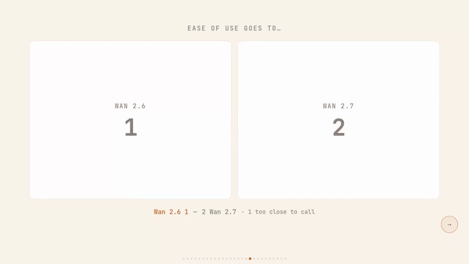Ease of use is a tie, which is pretty rare in a comparison like this, but the data just doesn't give either model an edge here. Score stays at WAN 2.7, 2, WAN 2.6, 1, 1 tied.